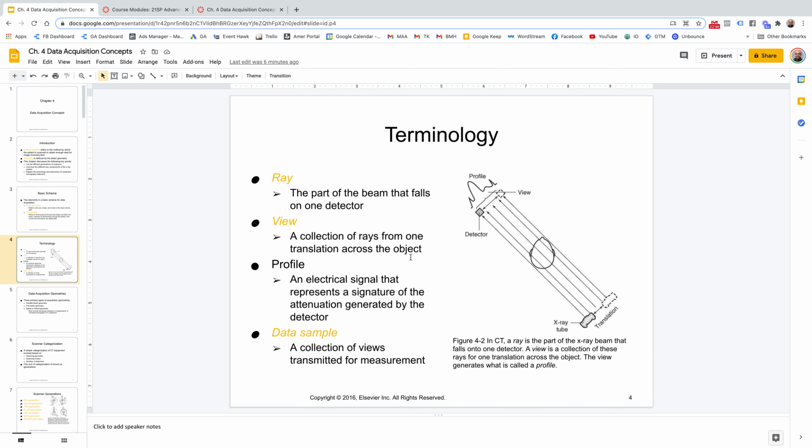A profile is an electrical signal that represents a signature of attenuation generated by the detector. Don't worry about what that means, just know what it is. It's from multiple choice. And a data sample is a collection of views. So a view is a collection of rays, and a data sample is a collection of views, and just know what this definition is.